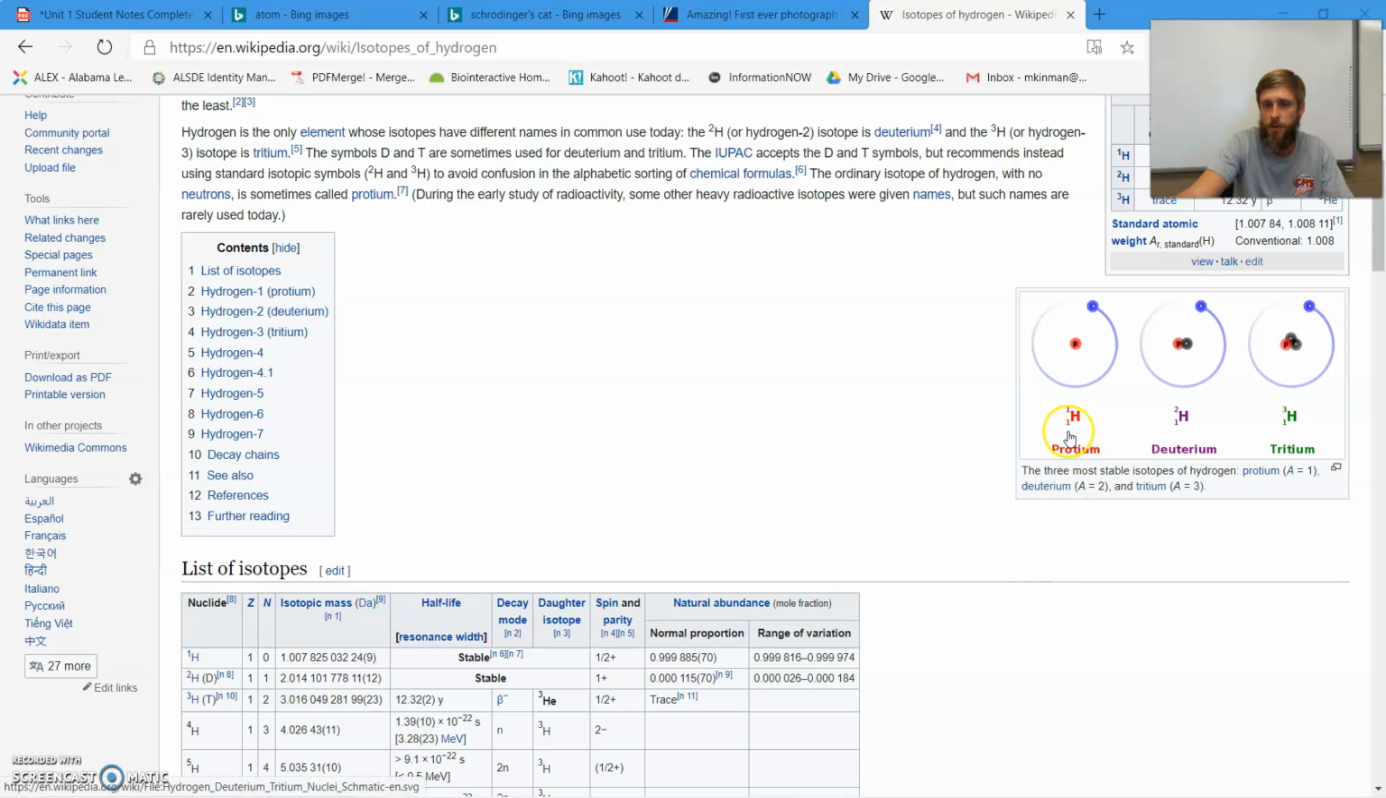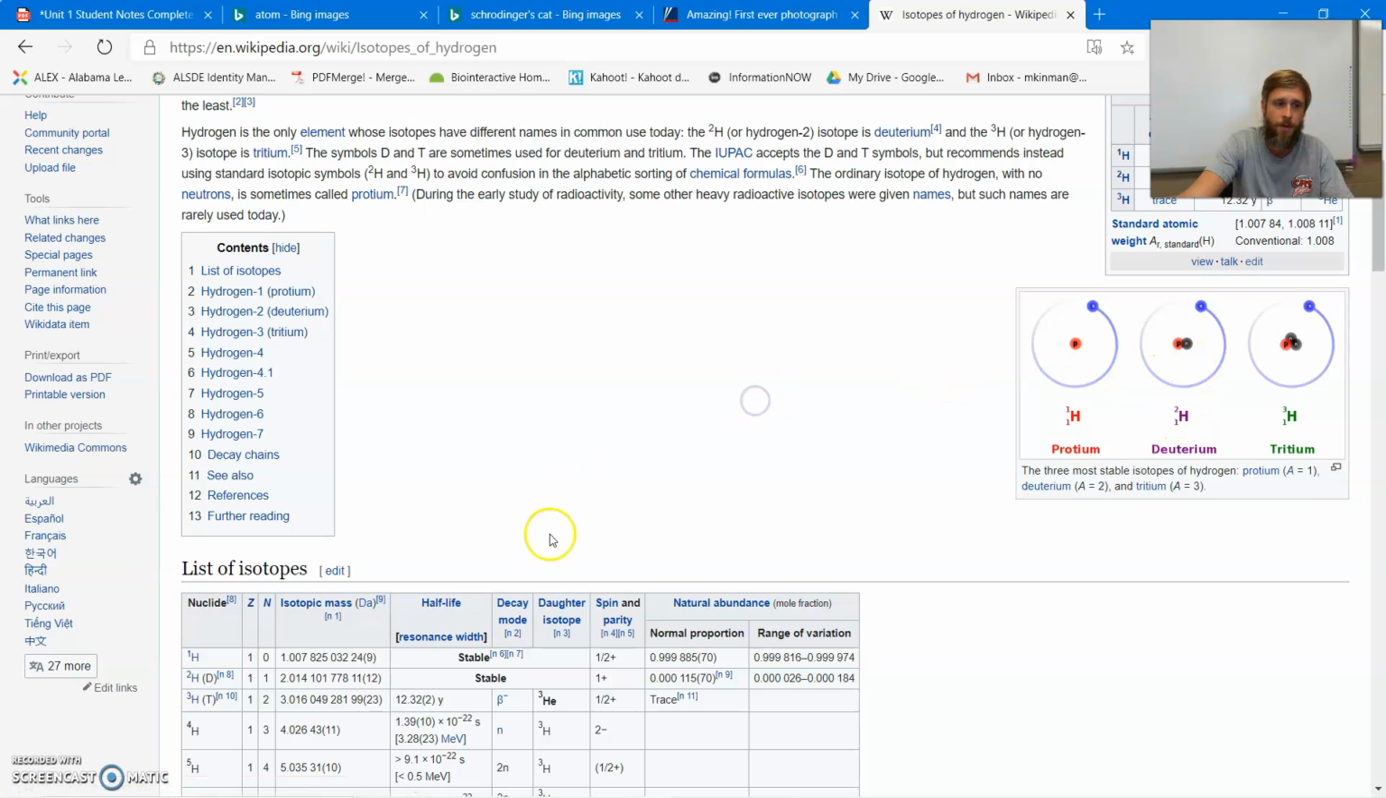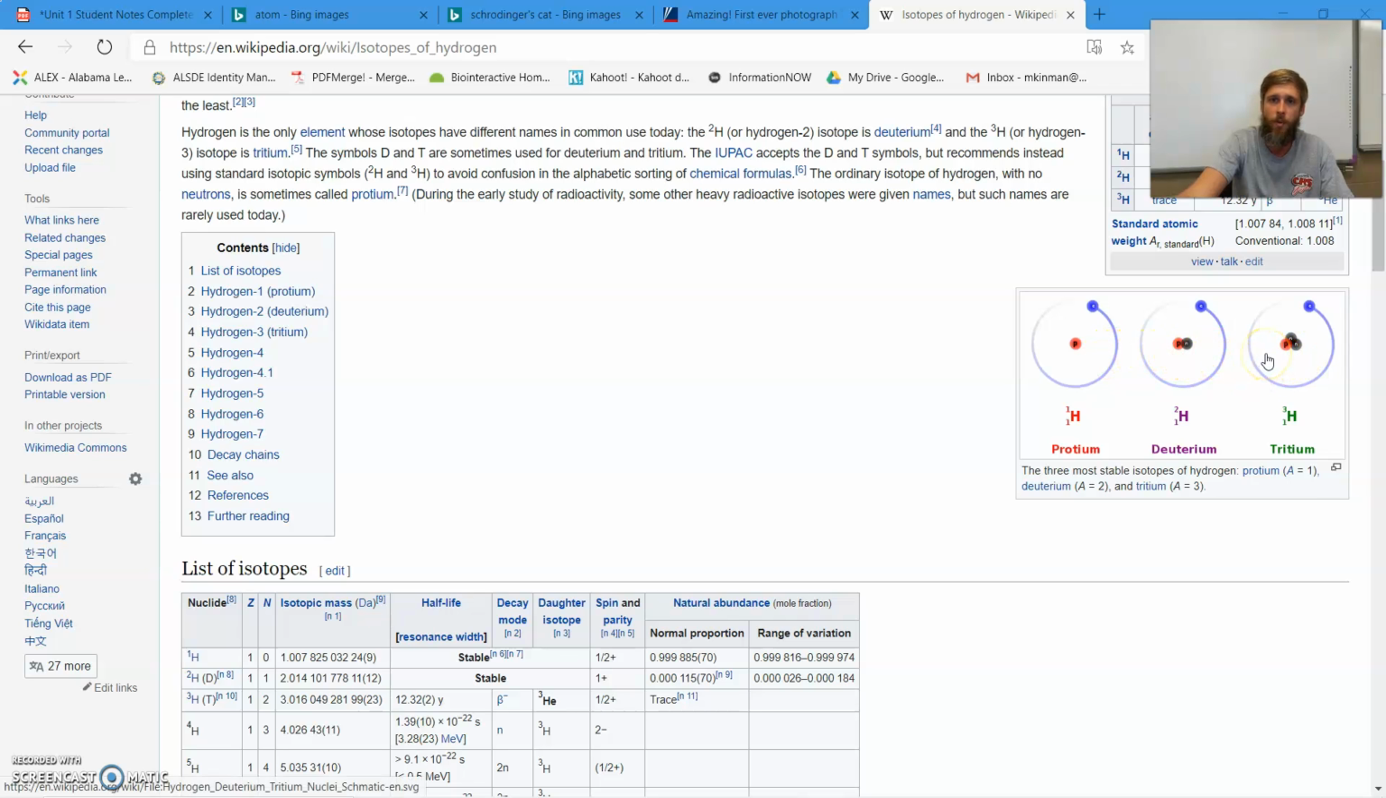If you have 1 proton in your hydrogen and no neutrons, then you are called protium. Protium is an isotope of deuterium. Deuterium is hydrogen with a proton and 1 neutron. Tritium is a hydrogen isotope with 2 neutrons. So all 3 of these are the same element. They're still number 1 on the periodic table. They're just different isotopes of each other.